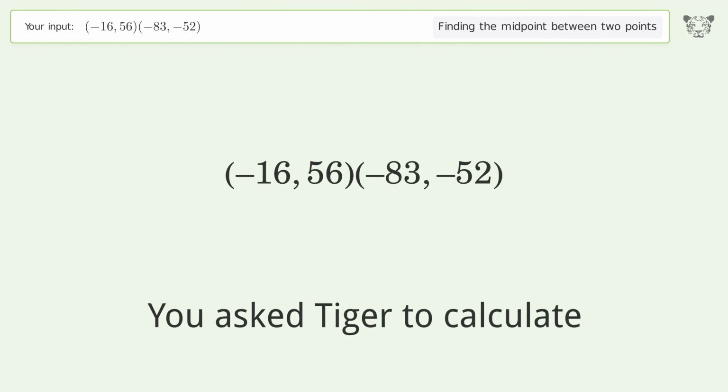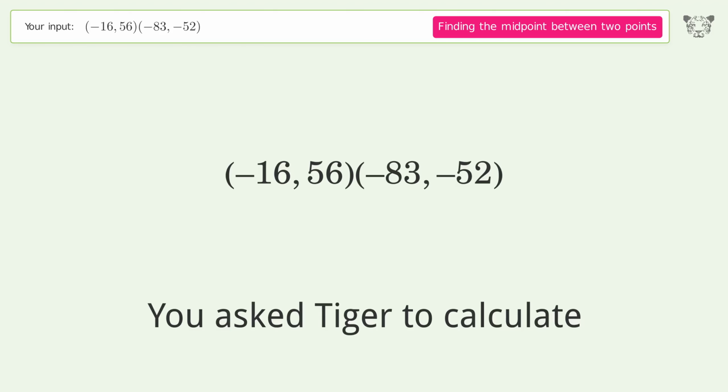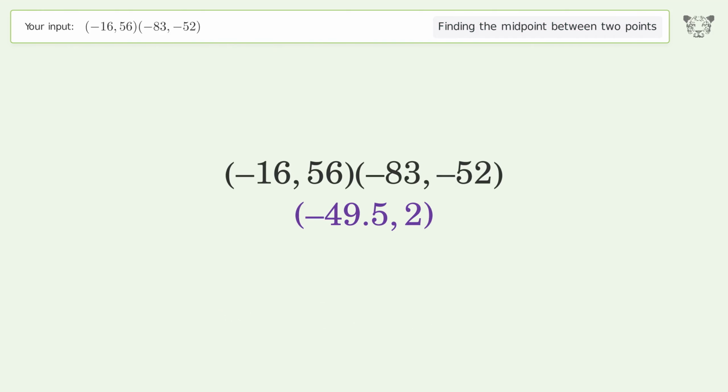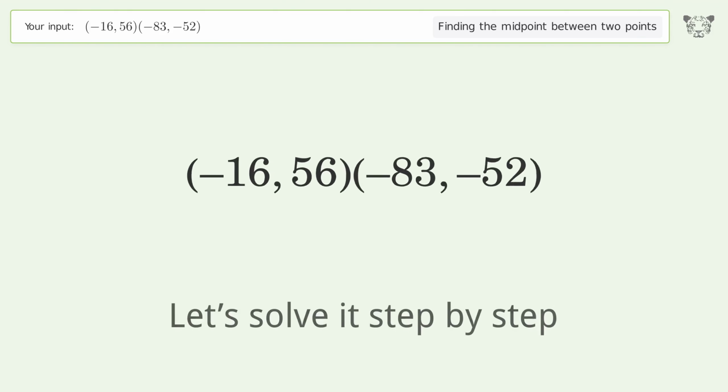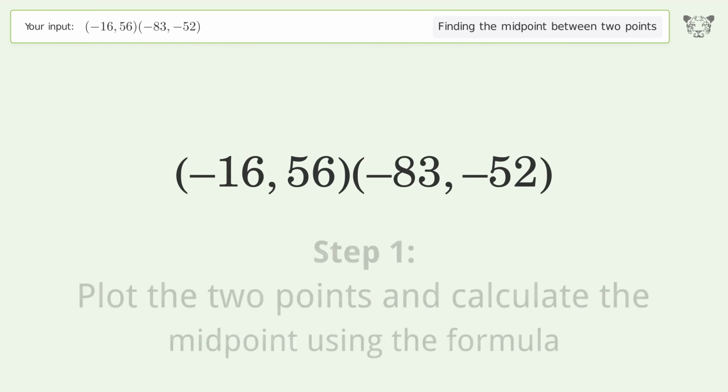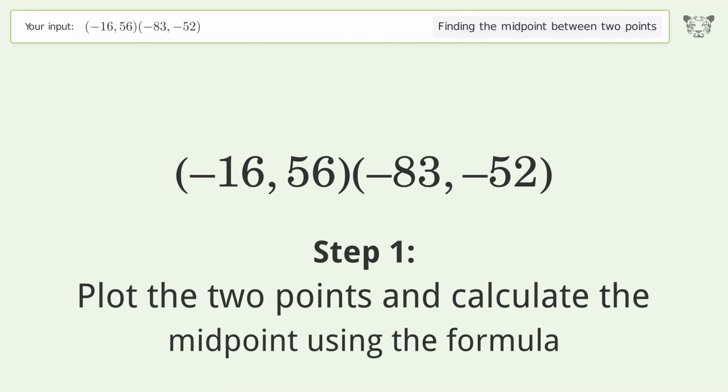You ask Tiger to calculate. This deals with finding the midpoint between 2 points. The midpoint between the 2 points is negative 49.52. Let's solve it step by step. Plot the 2 points and calculate the midpoint using the formula.